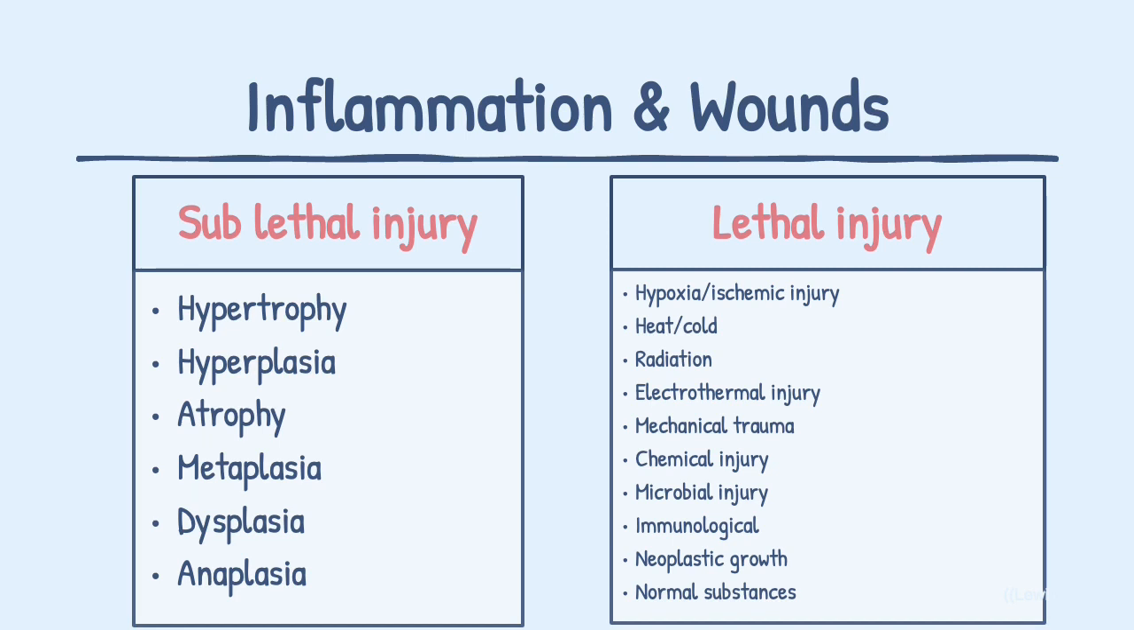Chemical injuries like burns can do this. Microbial injuries can occur from viruses or bacteria. Immunological examples here would be your antigen-antibody response or an autoimmune response. Neoplastic growth, or uncontrolled growth of cells, can cause this. And normal substances can cause cell death. An example would be if digestive enzymes leak into the abdomen, it can cause peritonitis, or if uric acid crystals start forming in the joints, and this happens when patients have gout.